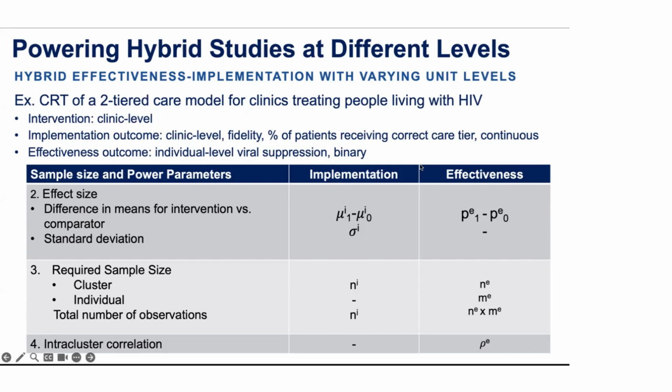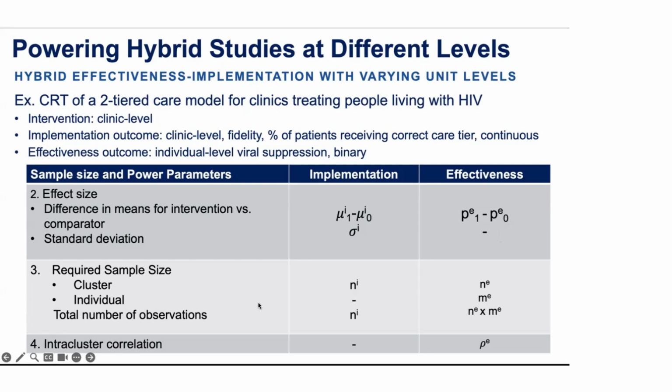So for our implementation outcome, we're operating at the clinic level. We have a continuous outcome, which is going to reflect a comparison of means across two groups. And then we would have the standard deviation as a relevant parameter for considering continuous outcomes. But for our effectiveness outcomes, which are individual level and binary, we're not going to have a standard deviation, right? We're just going to have a proportion, or probability, of being virally suppressed.